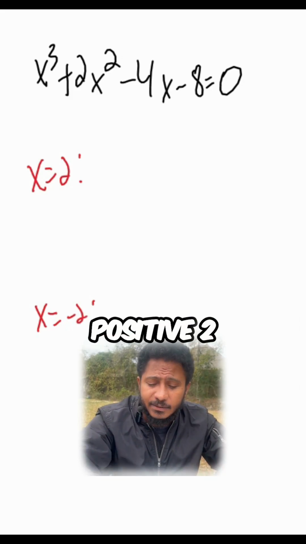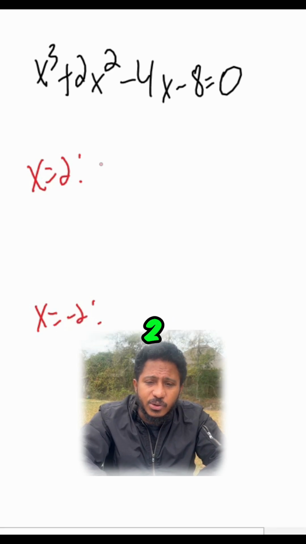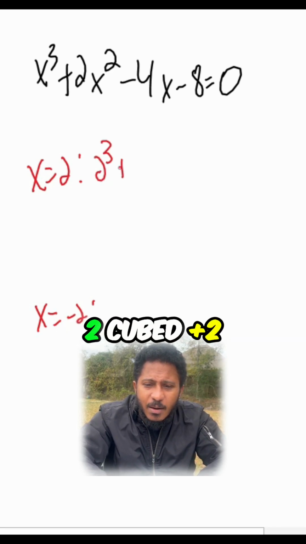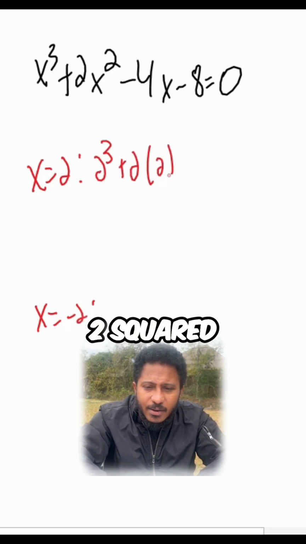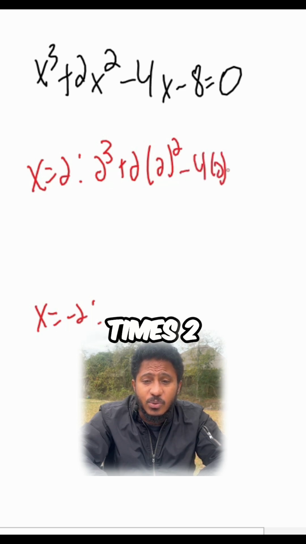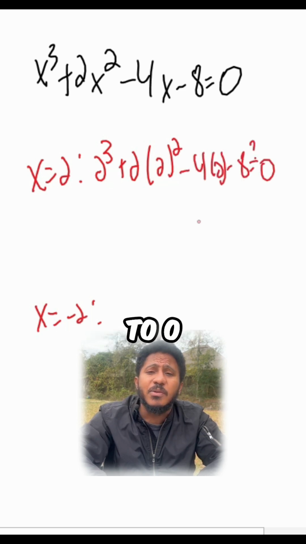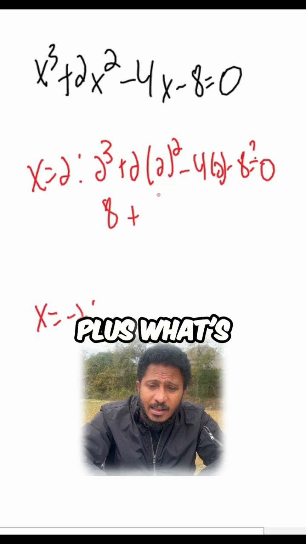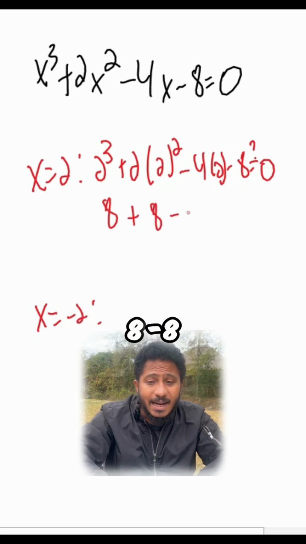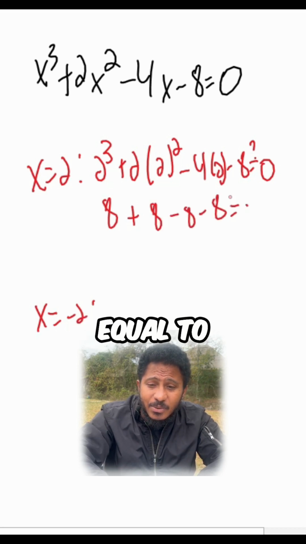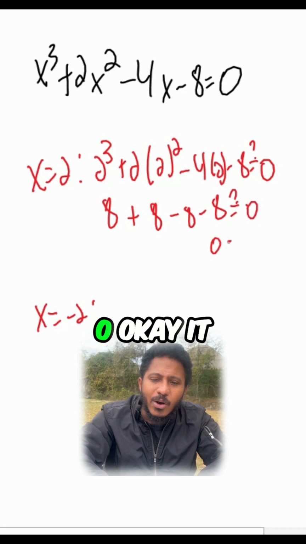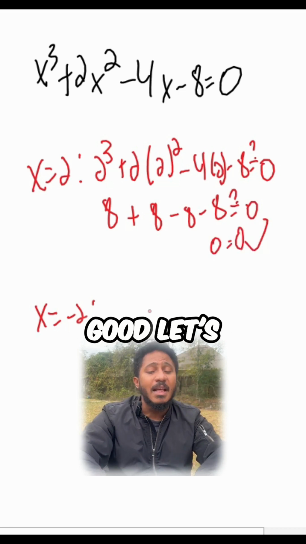If I plug in positive 2, let's see what happens. We get 2 cubed plus 2 times 2 squared, minus 4 times 2, minus 8. Is that equal to 0? Well, that's 8 plus 8 minus 8 minus 8. Is that equal to 0? 0 equals 0. It checks out. Good. Let's try negative 2.